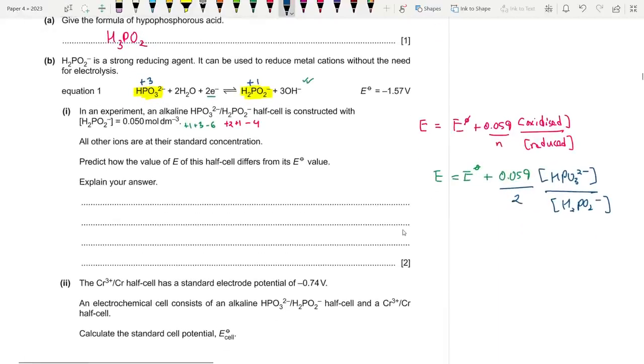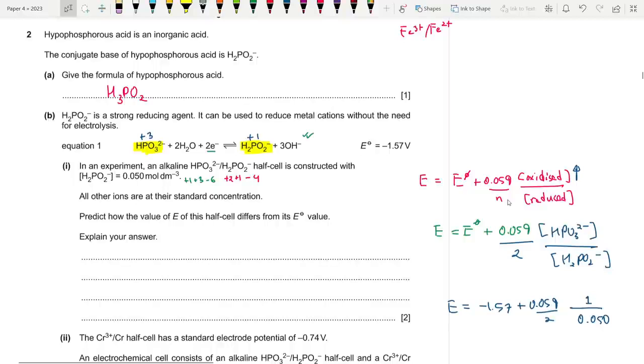So if you actually do the math, we are going to get a value of E is equal to minus 1.57 plus 0.059 divided by 2. H2PO2 minus, the reduced state, actually turns into 0.050, and the oxidized state will remain normal at 1 since we bring about no change. So remember guys, there are 4 scenarios. If you increase the numerator, it becomes more positive. If you decrease the numerator, it becomes more negative. If you increase the denominator, it becomes more negative. If you decrease the denominator, it becomes more positive. So here we have decreased the denominator compared to normal.